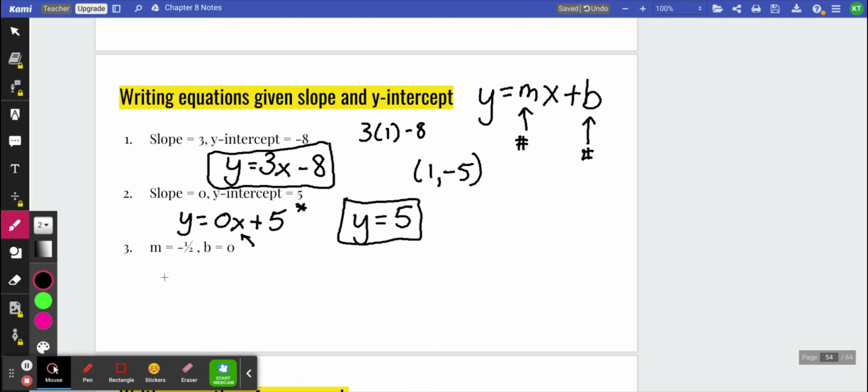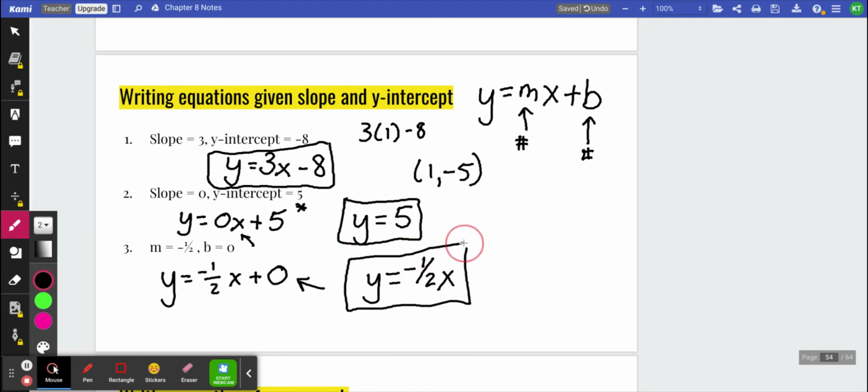And number 3, so y equals -1/2 x is my slope, and my y-intercept is 0. And remember, if you add 0, it doesn't change anything. So the answer key is just going to have -1/2 x. So if I'm given the slope and I'm given a y-intercept, it's easy to write an equation. I just fill those respective values in for m and b, and I have my equation.